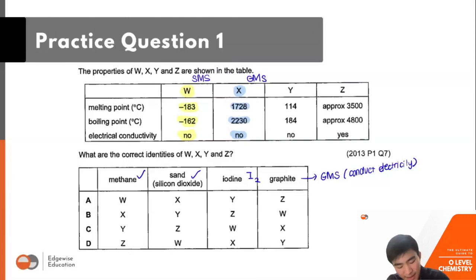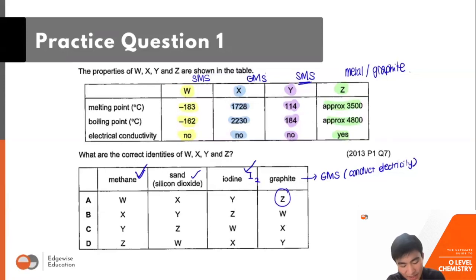Now, Y is what? 114, 184, and no. So they are relatively low. That is low. So it may be a simple molecular structure. Okay, and Z. Z is approximately very, very high. And yes, it can conduct. So in this case, Z is either a metal or it's going to be graphite, right? Because graphite can conduct electricity. So it turns out that Z is graphite. Now, Y is a simple molecular structure. That means Y can either be methane or iodine.